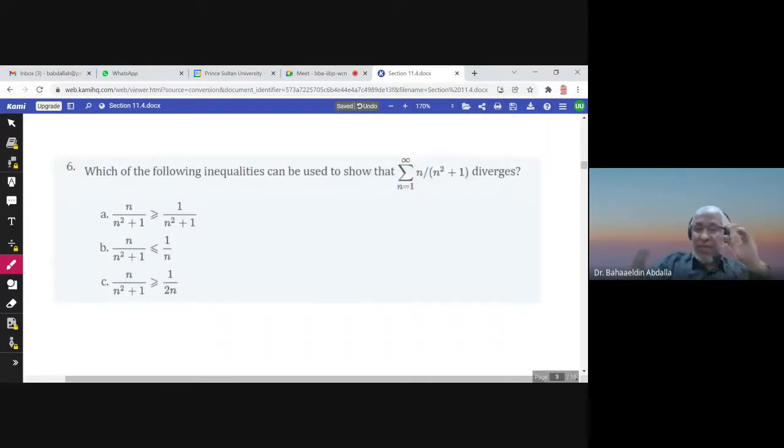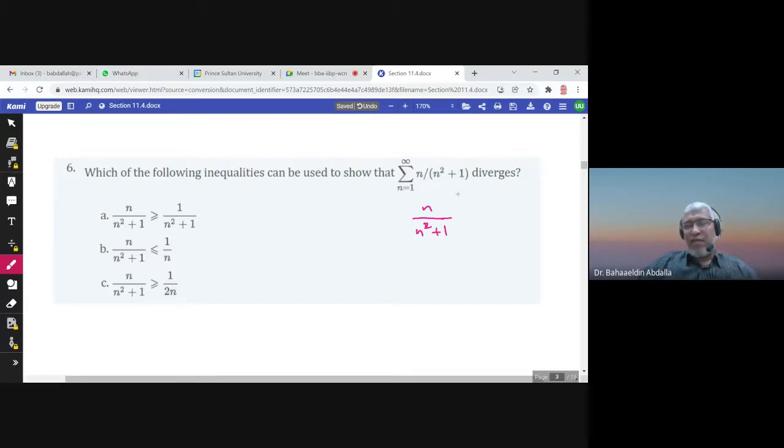Which of the following inequalities can be used to show that this series diverges? I have n over n square plus 1. If you want to prove that it is divergent, you have to prove that it's greater than a divergent series. So less than is not good. Greater than 1 over n square is not good because this is convergent. But greater than 1 over 2n, that's the correct choice, because 1 over 2 summation 1 over n is a multiple of the harmonic series, and it is divergent.